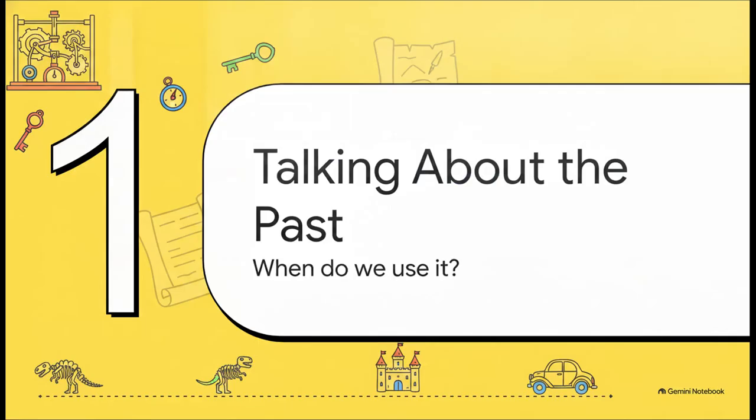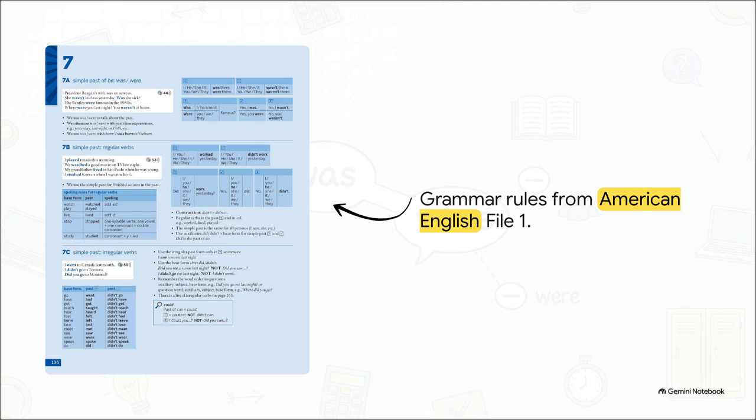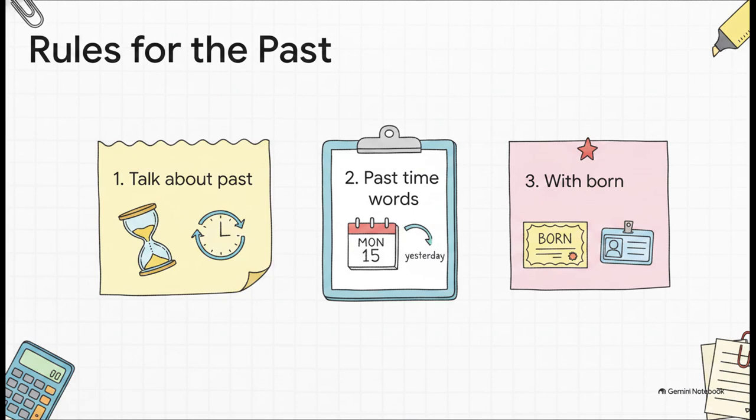All right, part 1, talking about the past. When exactly do we use it? What's really great about our source material, American English File 1, is how it organizes this. It just neatly categorizes the whole shebang, affirmative, negative, and questions, right next to the specific rules for usage. It's essentially a perfectly clean blueprint for the past tense. So, let's distill that blueprint down to 3 basic rules.